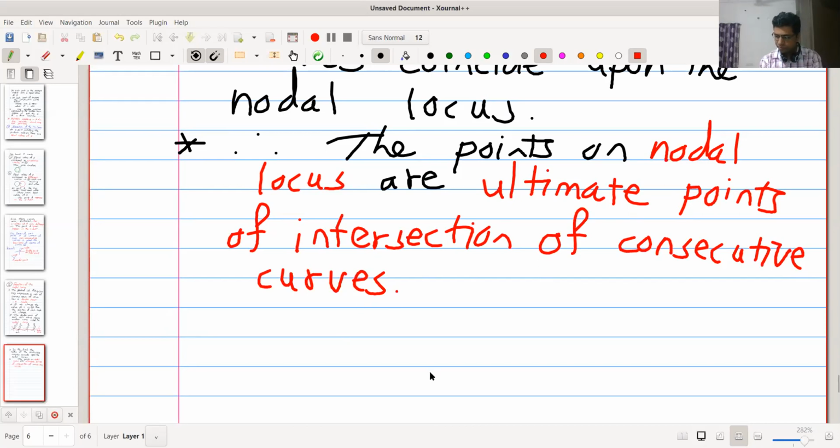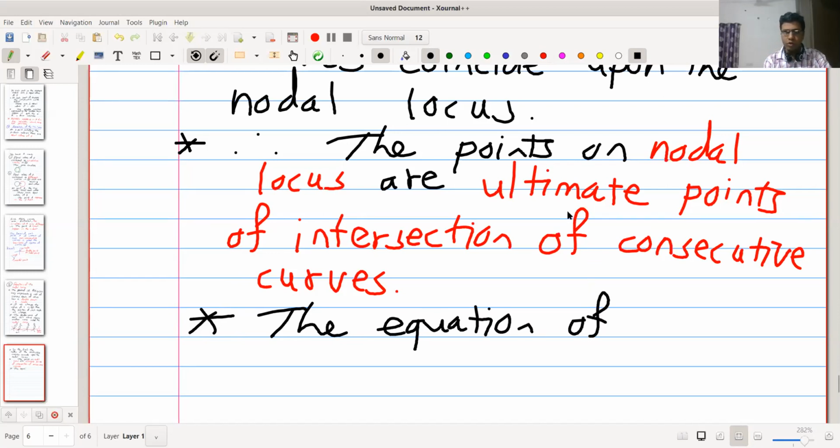That means the points will have equal values of C. In other words, we can say that the equation of the nodal locus must appear in the C discriminant relation.